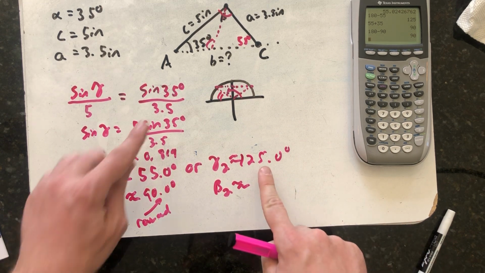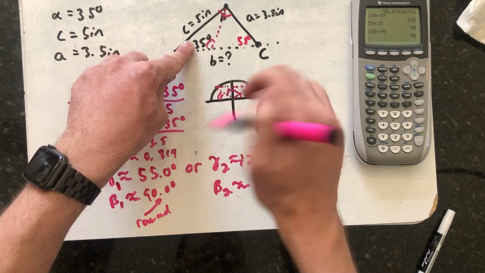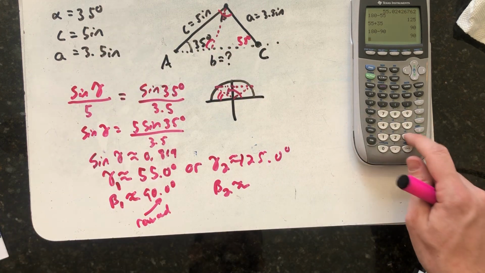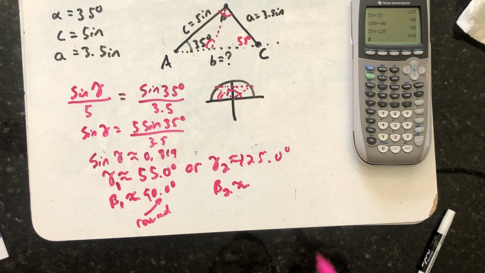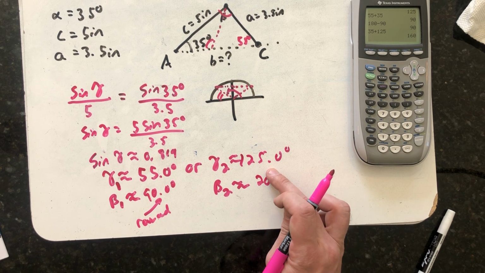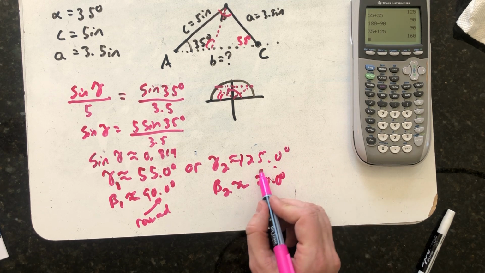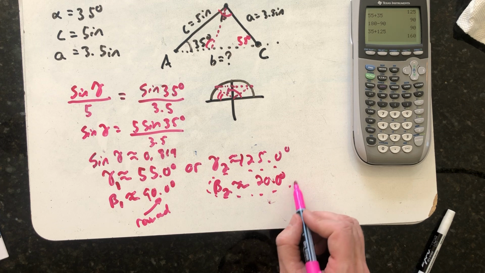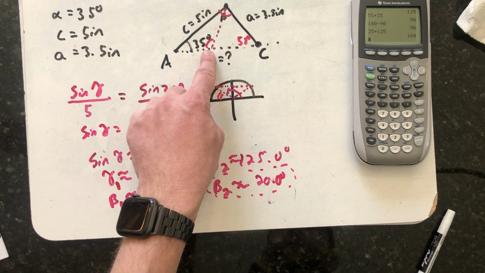Well, let's see. If I had a 35-degree angle and a 125-degree angle, that obtuse angle there, and I add them together, I get 160, which would leave 20 degrees left over to form a third angle. This is the moment where I know I have a second possible solution, because that obtuse angle can fit in a triangle with 35.